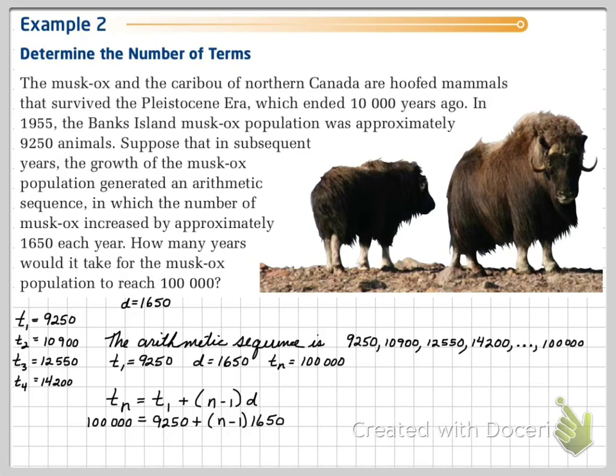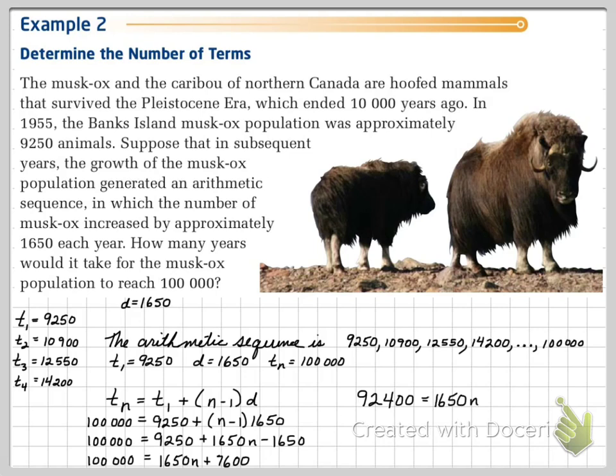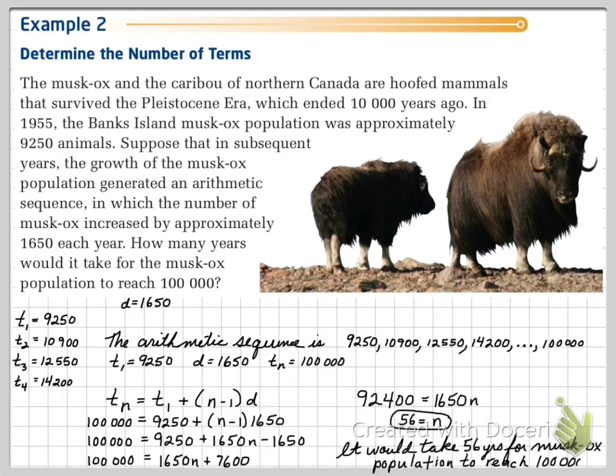Expanding and multiplying will tell us n, how many terms it's going to take to get us there. 9,250 plus 1650n minus 1650 is going to clean up to 1650n plus 7,600. Now I can subtract 7,600 from both sides and divide both sides by 1650, and n is equal to 56. That means it would take 56 years for the muskox population to reach 100,000.